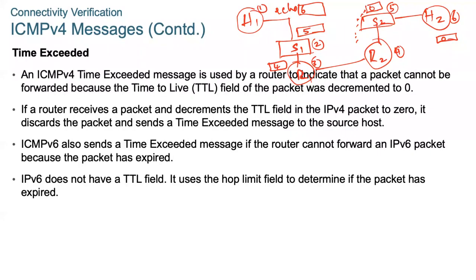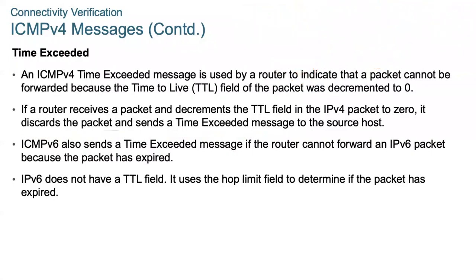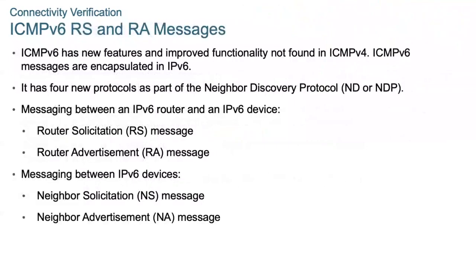Further, it cannot reduce to -1, -2. So if a router receives the packet and decrements the time to live field in the IPv4 packet to 0, then it discards that packet and sends a time to live exceeded message to the source host, so that it is informing the source to regenerate the new echo packet and send it back. So that is the concept of time exceeded.